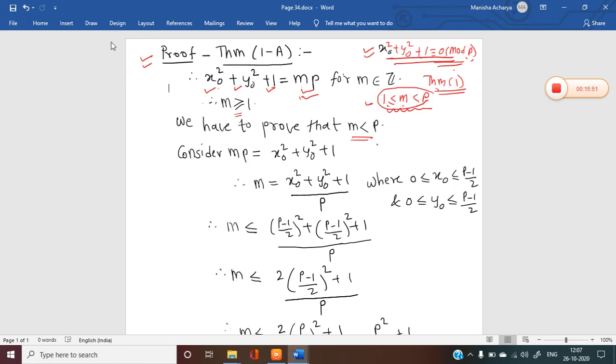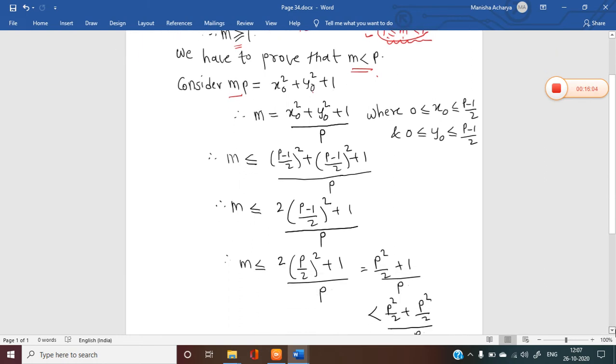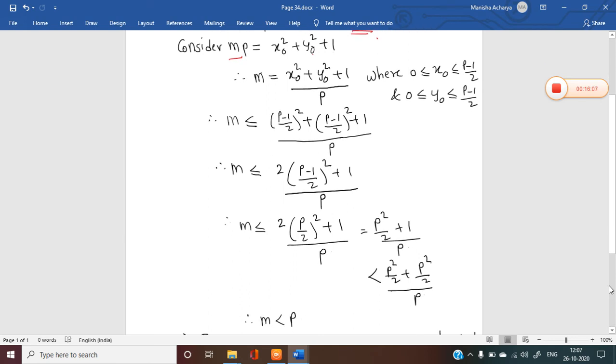Okay, so it is a simple part. For that, consider mp. So mp is equal to x0 square plus y0 square plus 1. Okay, so m is equal to, now this is just a simplification part, so I will not explain it in detail. Even if you read it, you will be able to understand this. Therefore we are getting m is equal to this. Then x0 and y0 are values between 0 and (p minus 1)/2. So the maximum value for x0 and y0 is (p minus 1)/2.